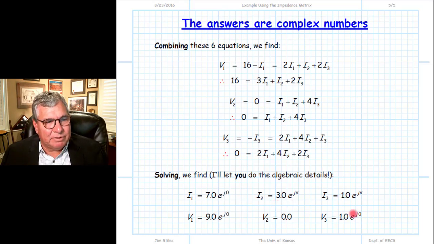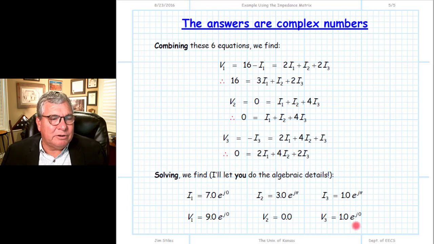Likewise, for I3, 1 times e to the j pi. Another way to write this is minus 1, but again, I like writing it in this form because it emphasizes that we're talking about complex numbers that describe time harmonic, sinusoidal oscillations, their magnitude and relative phase. We could also write these in terms of the real and imaginary parts. That would be fine as well. We would have 7 plus j0 here, minus 3 plus j0, and 1 plus j0 in this case.